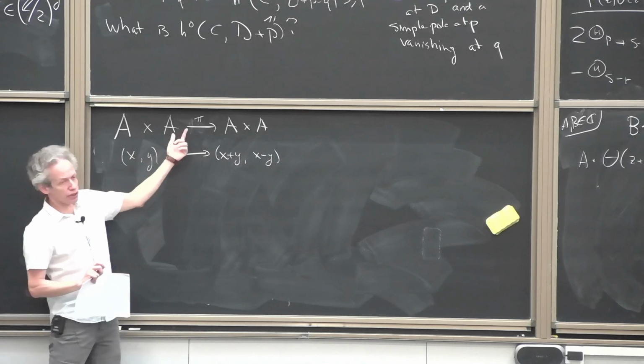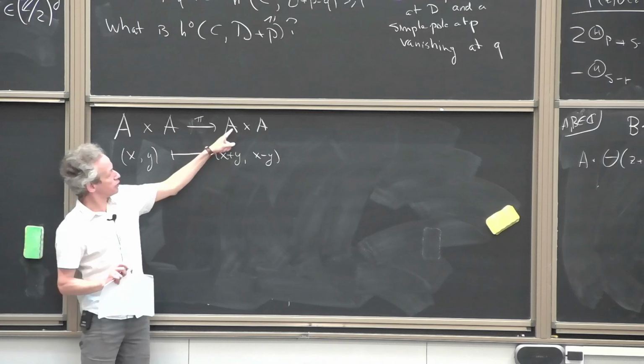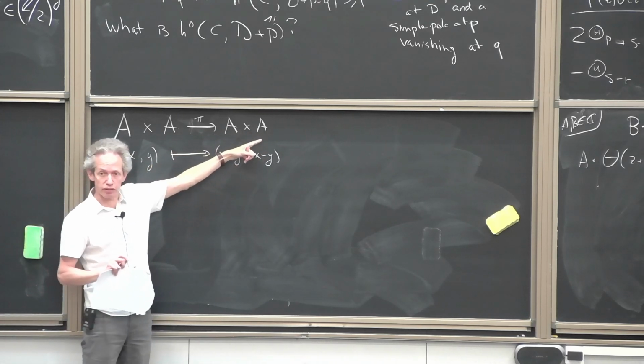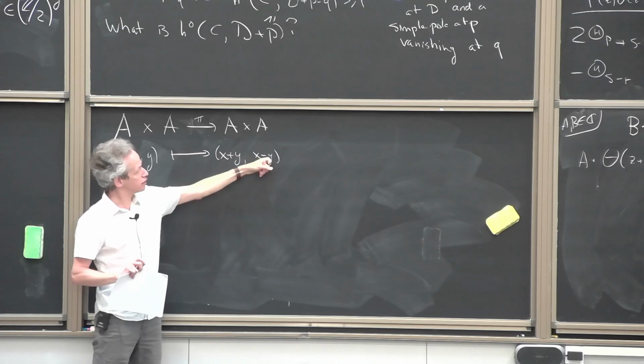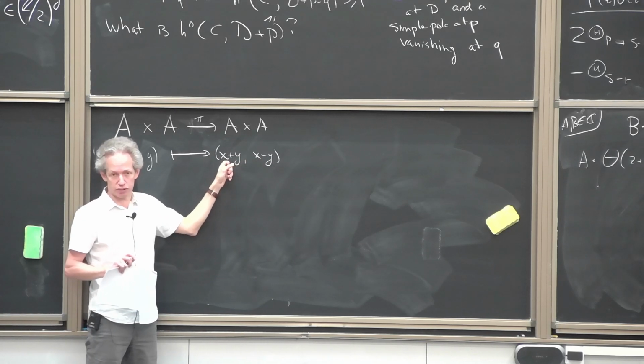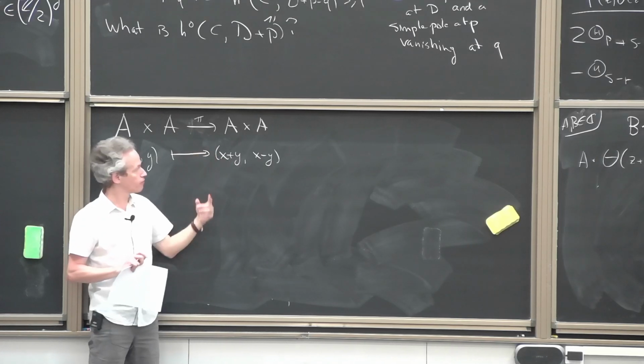What is the kernel of this map? What are the points that map to 0 here? When does (x, y) map to 0? It maps to 0 if x is equal to y, and then 2x is equal to 0. So the kernel is 2-torsion points on the diagonal.